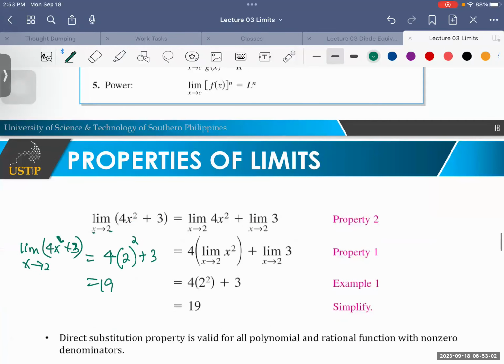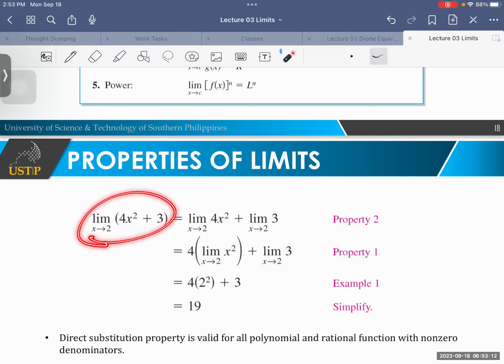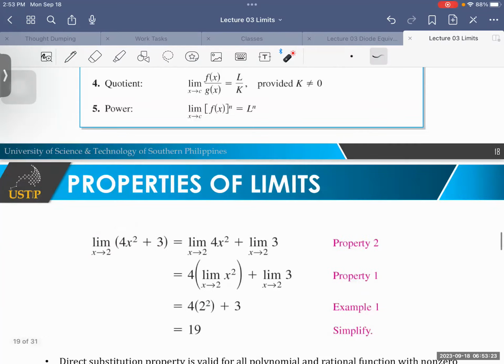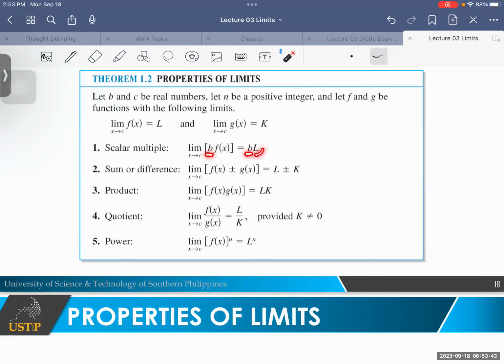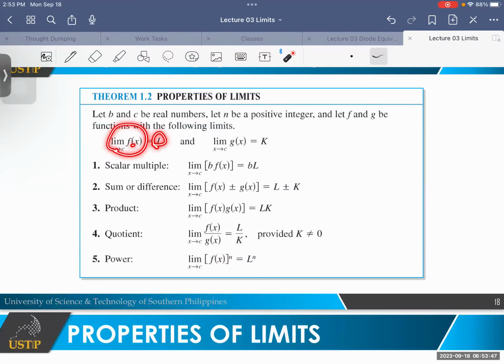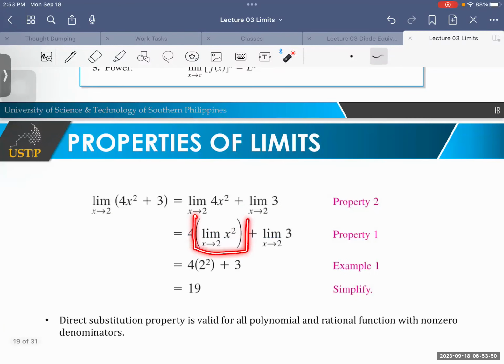that is the sum or difference. So we can rewrite this in this form, because this is considered as one function multiplied by a scalar quantity, added to a certain constant function. So by the second property, the sum or difference, we can express this like this, as long as they have the same value of x, class. And then we can further separate this by virtue of property 1, which is the b multiplied by whatever limit. The L is equal to the limit of f of x as x approaches c.